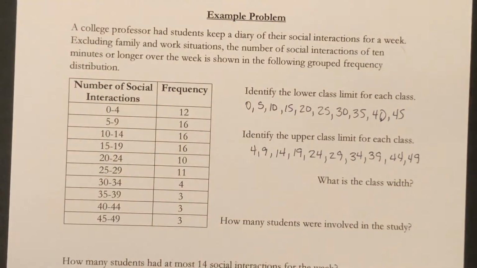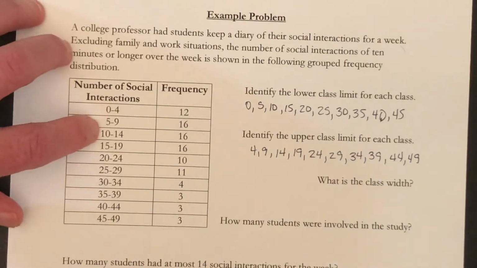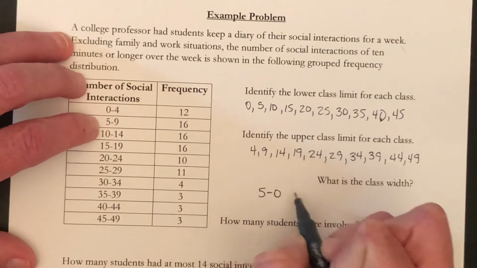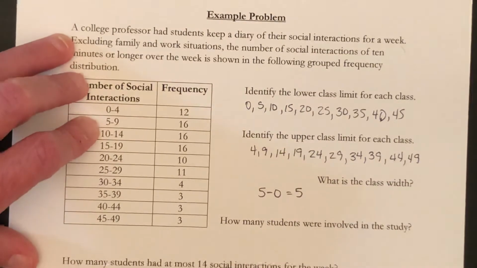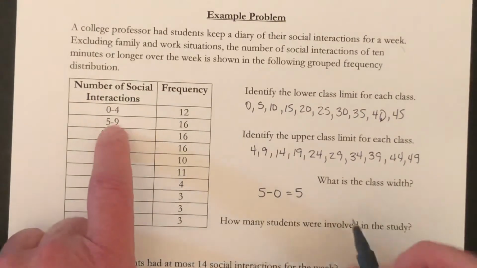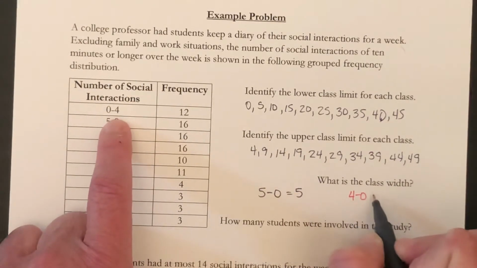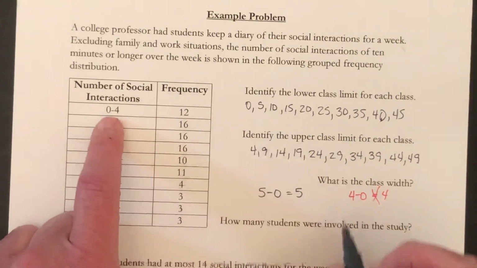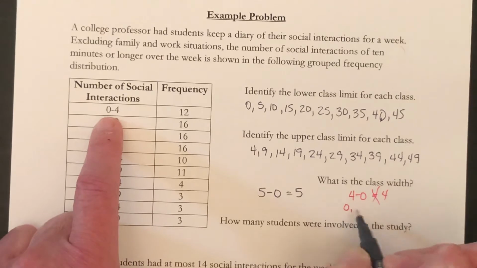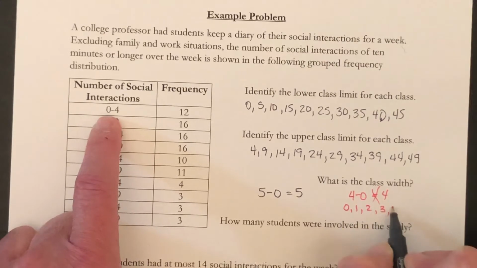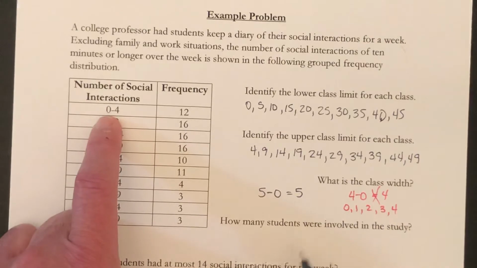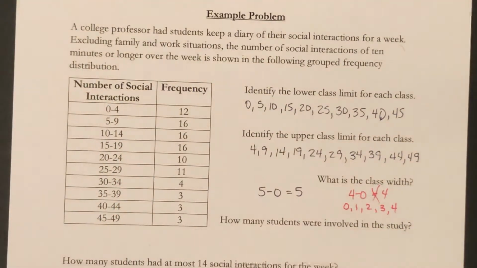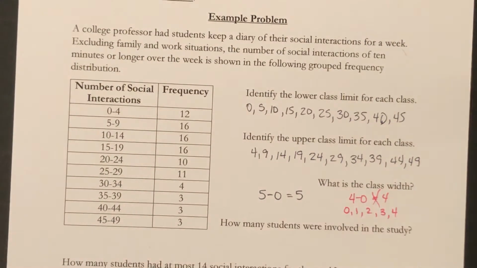What is the class width? You want to subtract the first digits. 5 minus 0, so our class width is 5. You do not want to do 4 minus 0. That's not right, because there are 5 entries in here because 0 is included: 0, 1, 2, 3, 4. 5 things in there, not 4. So don't make that mistake. Make sure you're subtracting your lower class limits to find that class width.